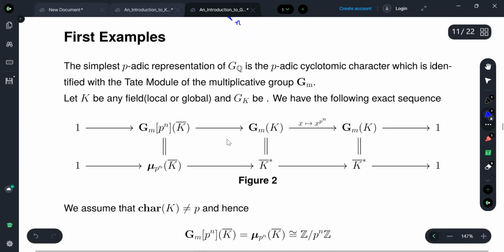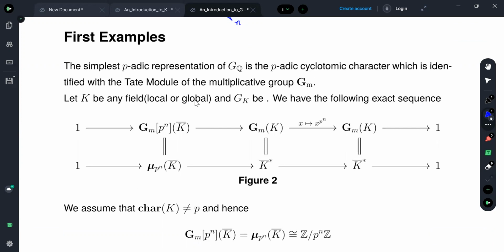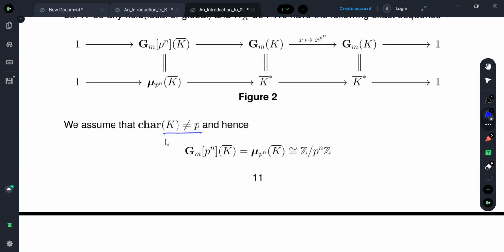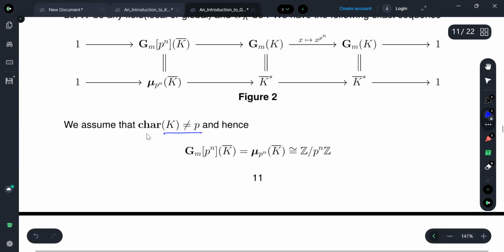Yeah. So you just consider this exact sequence and how I define the p to the n torsion elements. The p to the n torsion elements of the multiplicative group is nothing but the p to the nth roots of unity in the algebraic closure K bar. And that's why, if we assume that the characteristic of K is not equal to p, it is isomorphic to Z mod p to the n Z, the group of all p to the nth roots of unity inside K bar.